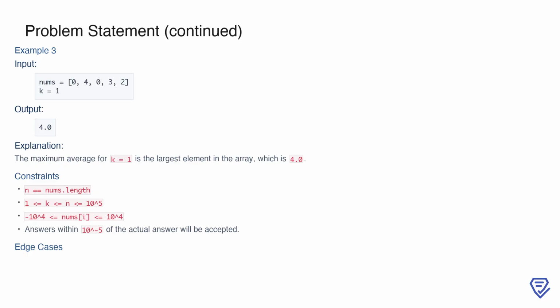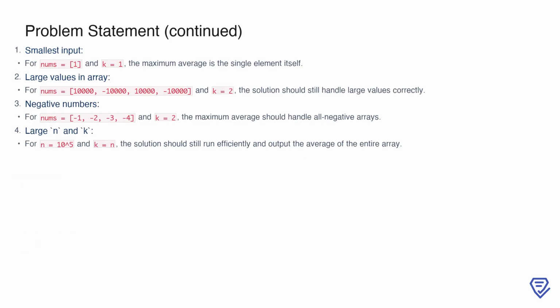Let's also consider some important edge cases. For the smallest possible input, where nums contains just one element and k equals 1, the maximum average is simply the value of that element. For example, if nums equals 1 and k equals 1, the result is 1.0. In cases where the array contains large values, such as 10,000, -10,000, 10,000, -10,000, with k equal to 2, the solution must handle these extreme values without overflow or errors.